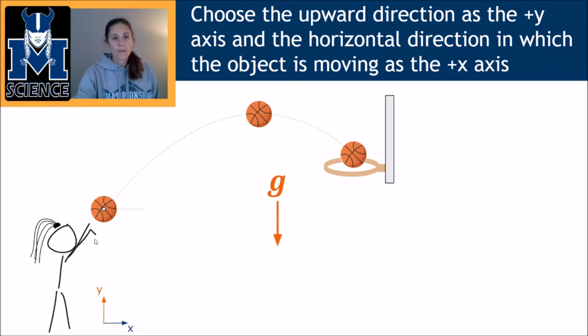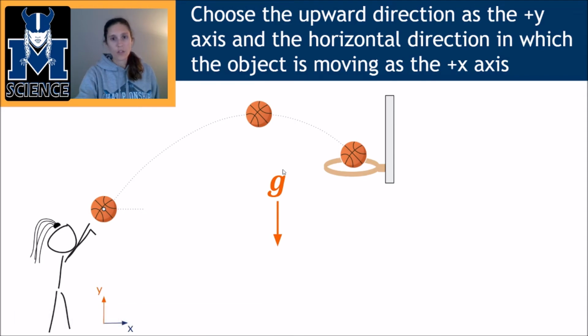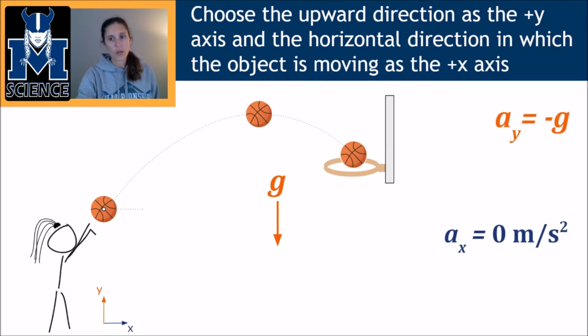So now we know the sign of g. If we've set up a reference frame as shown, our acceleration of gravity is going to be a negative g, or negative 9.8 meters per second squared. And our acceleration in the x direction, once that ball is accelerated and you've thrown it, once it leaves your hand, there's no horizontal acceleration. Remember, we're assuming there's no air resistance, so there's no acceleration in that x direction.